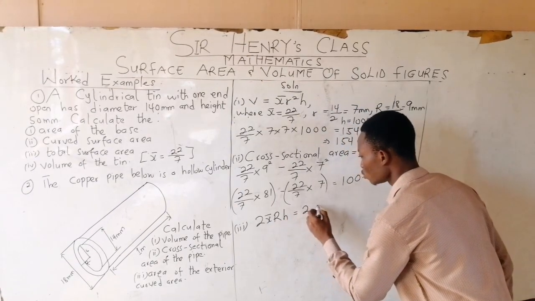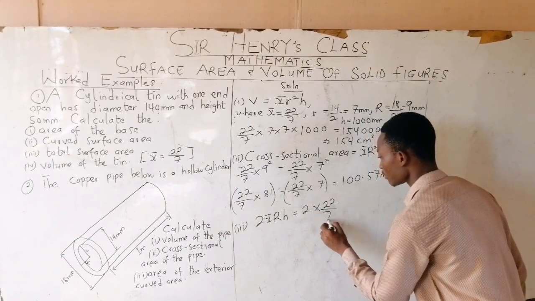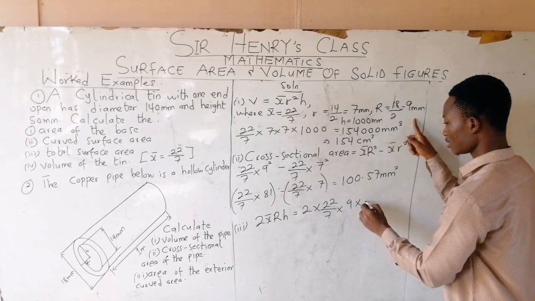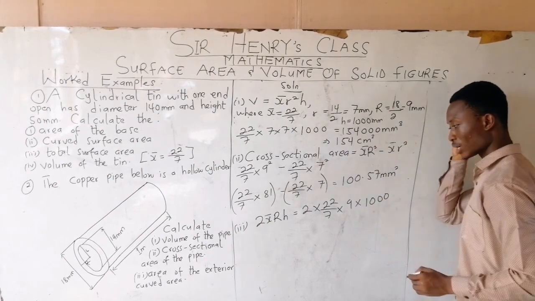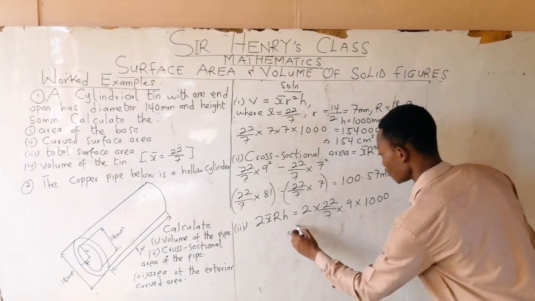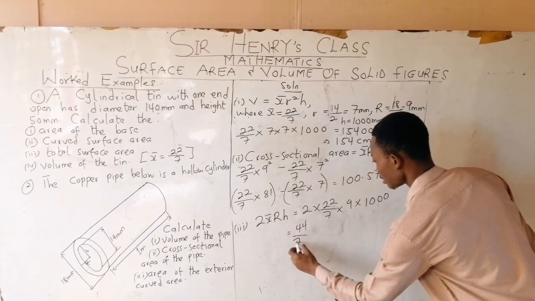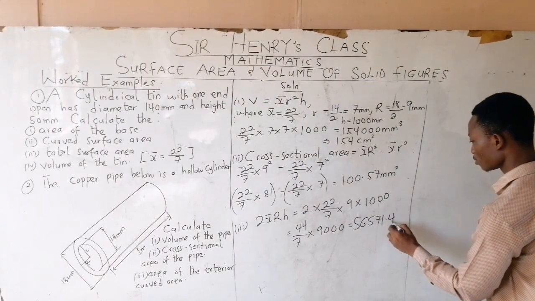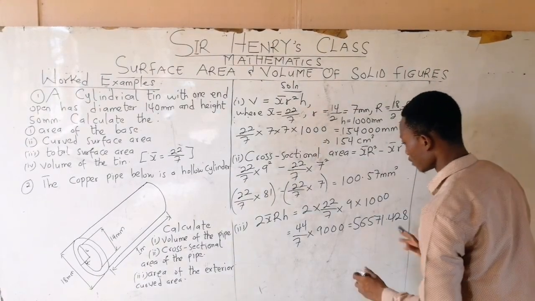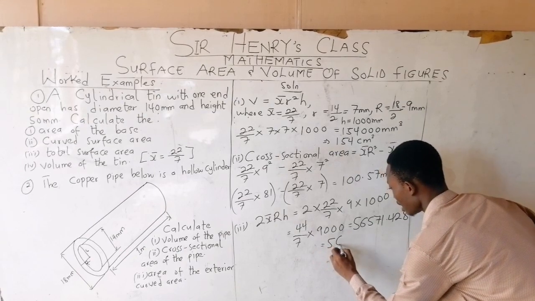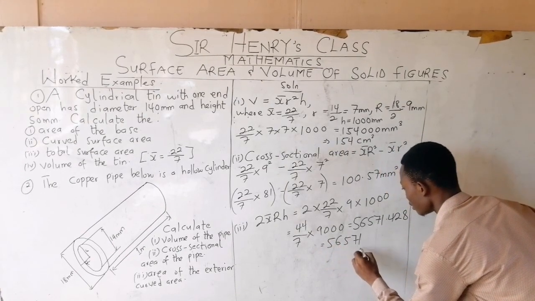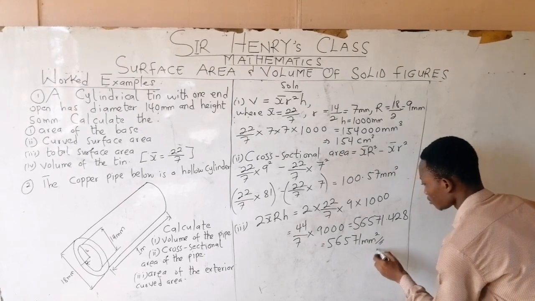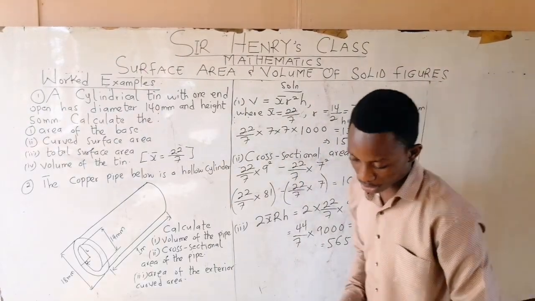So we have 2 times 22 over 7. Big R is given by 9. Height is given by 1,000. So we have 44 over 7 times 9, which gives 56,571.428. So you can round to the nearest whole number. That will be 56,571 millimeters, to the nearest whole number.